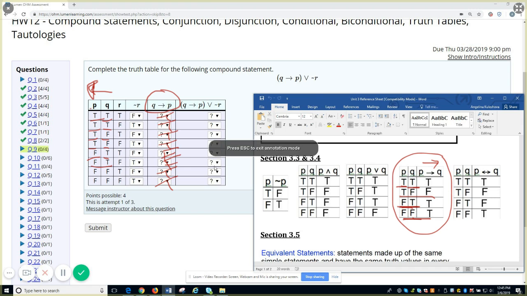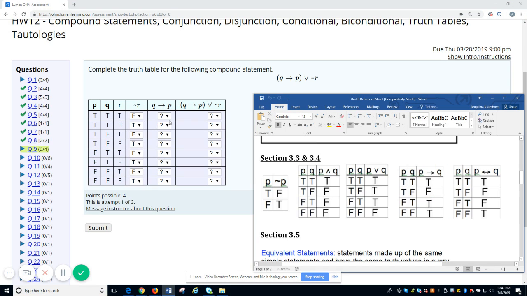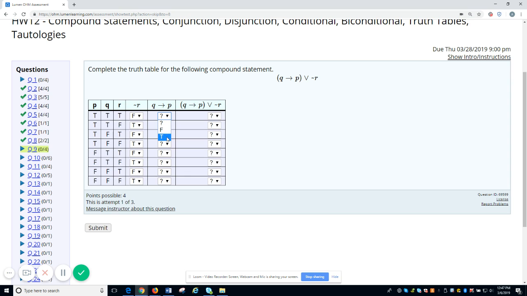Okay. So this is the tricky part, because in our problem, we're pointing from Q to P. But in our columns, because my P appears first, I have to point from here to here, from Q to P. So I have to read it in reverse. All right. So let's fill that in. Okay, that was false. And these are true.